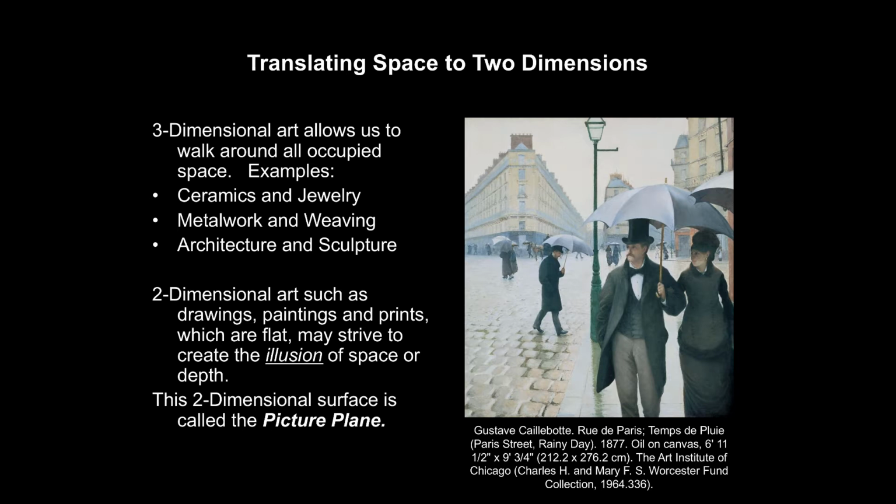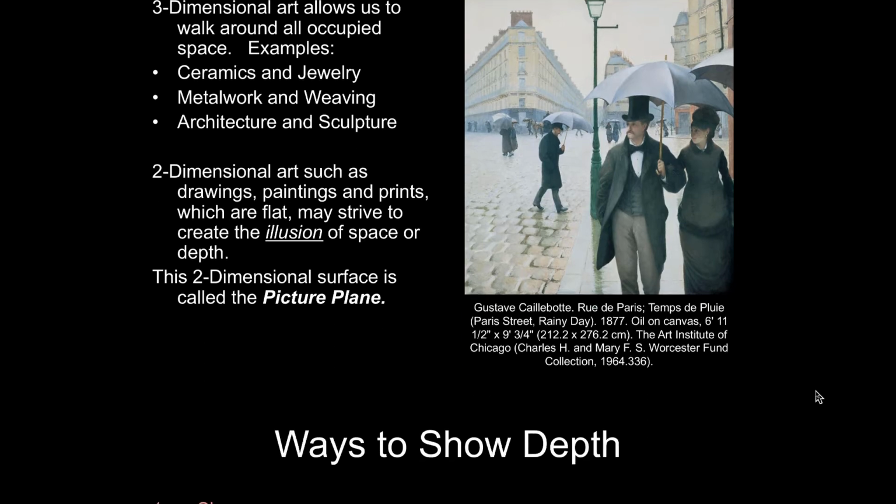Drawings, paintings, prints are all flat and may strive to create the illusion of space or depth. So here we see a painting by Gustave Caillebotte, and we can see that it creates this illusion of deep space. We have a very obvious foreground, the two people walking towards us, the middle ground, which are the people on the plaza, and then the background, which are the buildings. And we'll talk about how all that is constructed here.